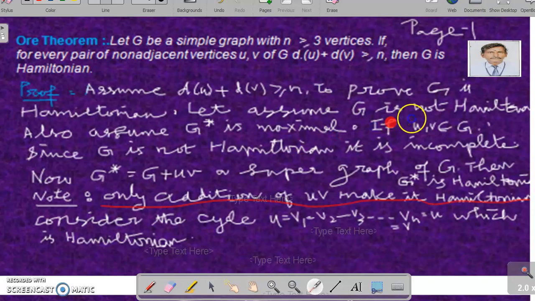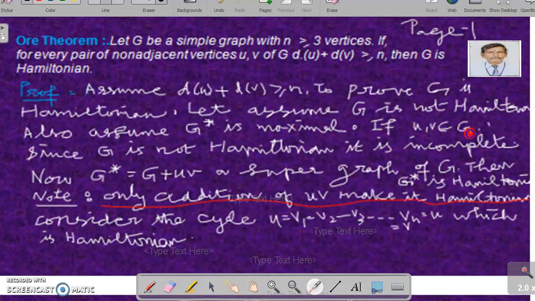Now let us assume that G is not Hamiltonian. Then we have to get a contradiction for this assumption. Keep that in mind. Now I am assuming that G star is maximal. What is the meaning of maximal? If any graph is greater than this, then it is Hamiltonian. In the book it is given as supergraph. G star is a supergraph.